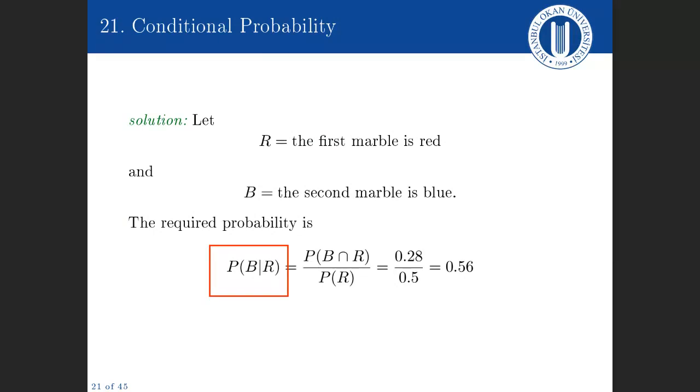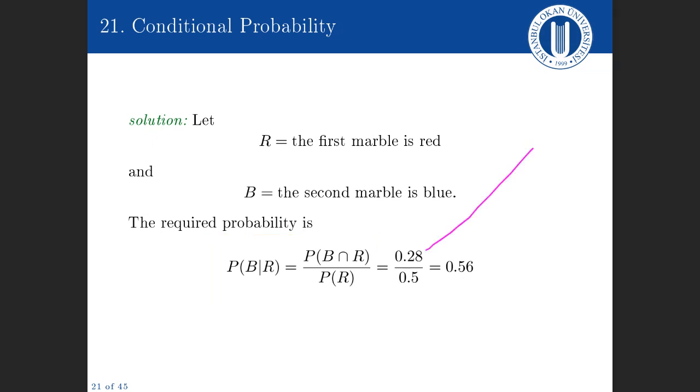We know that the first marble is red. We know that this occurs. We know that R occurs. So we want to calculate the probability that B occurs given that R occurs. So it's all about using this formula. This is the formula from the theorem, the formula we're going to be using for this type of question. The probability of B given R is equal to the probability of B intersection R divided by the probability of R. And these two probabilities we know because they're written in the question.